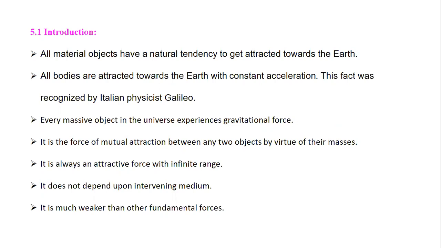All bodies are attracted towards the earth with constant acceleration, and that acceleration is called as acceleration due to gravity, and its value we are taking generally 9.8 meter per second square, and it is the average value of acceleration due to gravity on equator and pole. And this fact is first time recognized by Galileo.